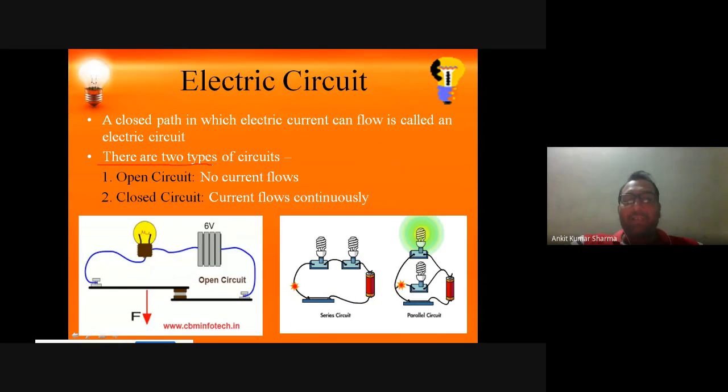There are two types of circuit. One is open circuit and the second one is closed circuit. So when the circuit is open, if there is an open circuit, then there is no current flow through it. अगर ओपन सर्किट है तो वहां पे कोई करंट फ्लो नहीं होगा सर्किट में। If there is a closed circuit, then current flows continuously through it.